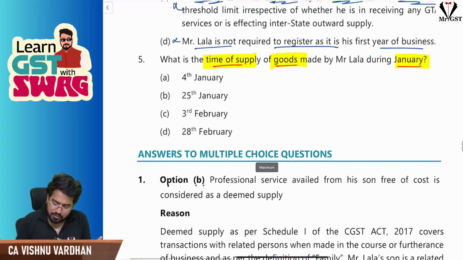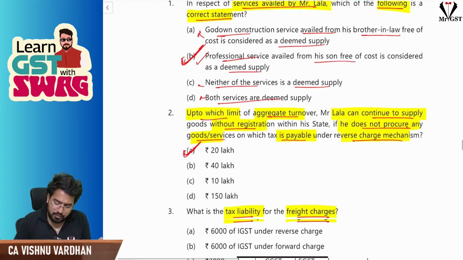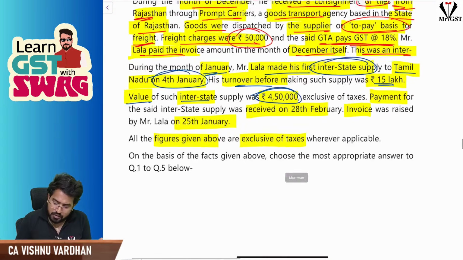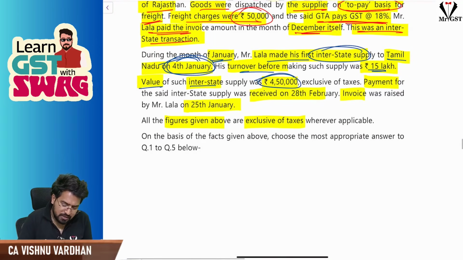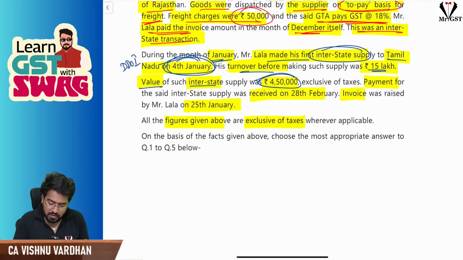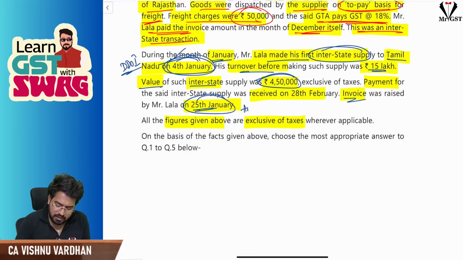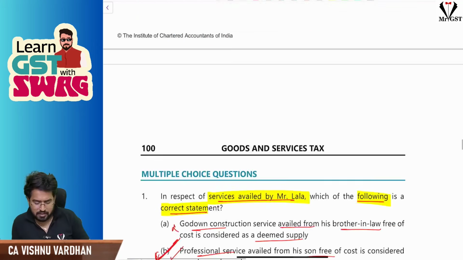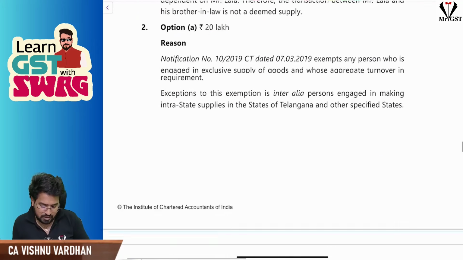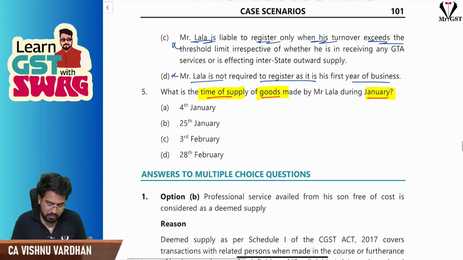Now there is the time of supply also for the goods. If you see the time of supply here, the goods are removed on 4th January. That means this is the due date of invoice. For goods, ADOI or DDOI, whichever is earlier, that is the actual date of invoice or due date of invoice. The actual date of invoice is 25th Jan or 4th Jan, whichever is earlier. Which is earlier? 4th Jan is earlier. So 4th Jan is the correct answer. That is what the case study is.